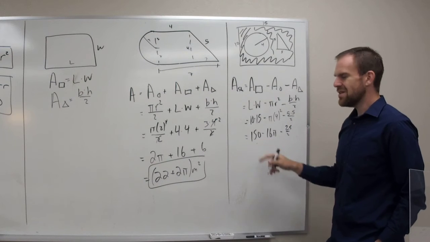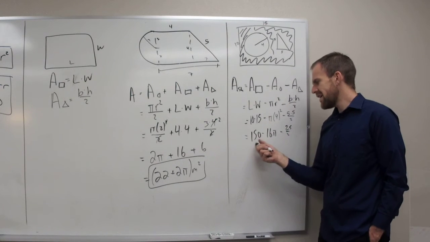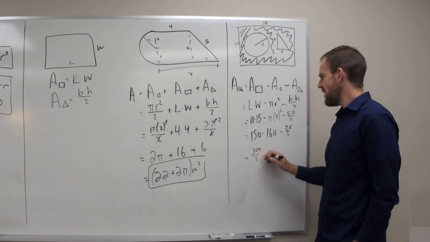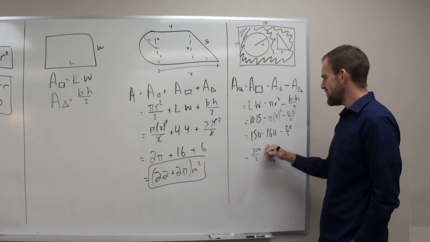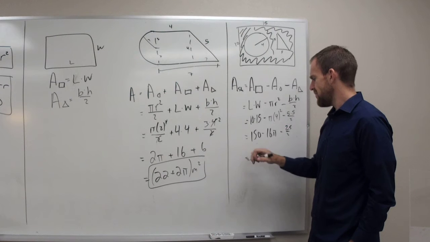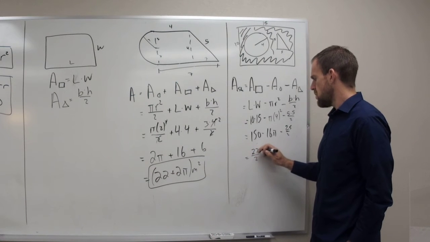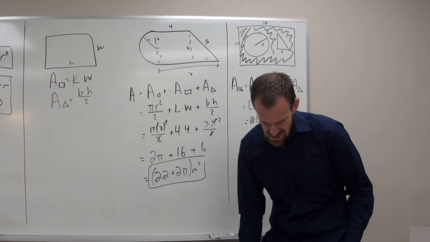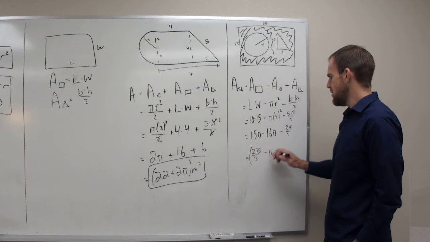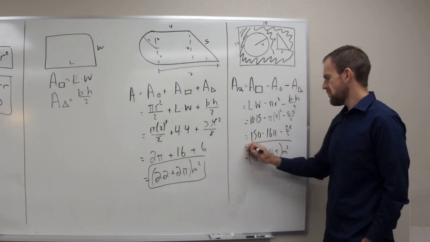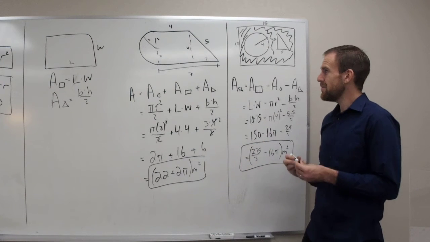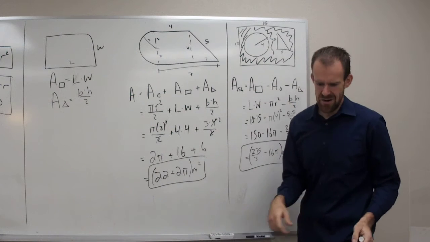So I'm going to have to deal with this. 150, if I get a common denominator, would be 300 halves. I'm going to subtract 25 halves from that, so that's 275 halves minus 16 pi. Again, I need units, so I'll consult the book. Dimensions are in meters, meters squared. If you get a negative number for this, you did something wrong, right? Because there's obviously area there.